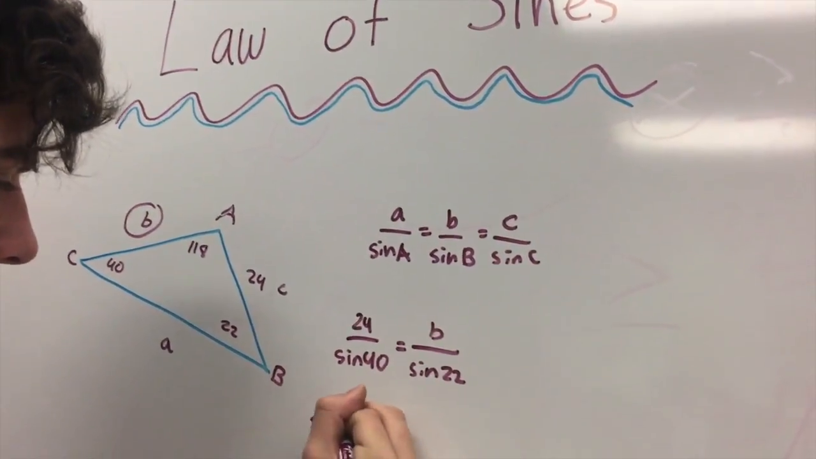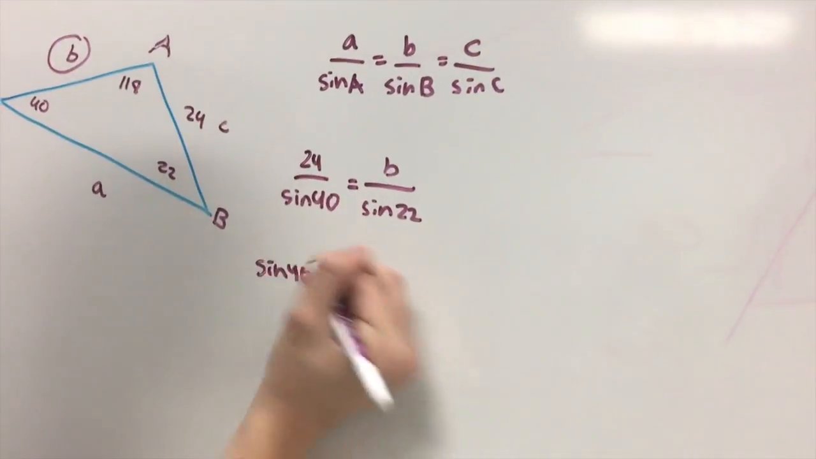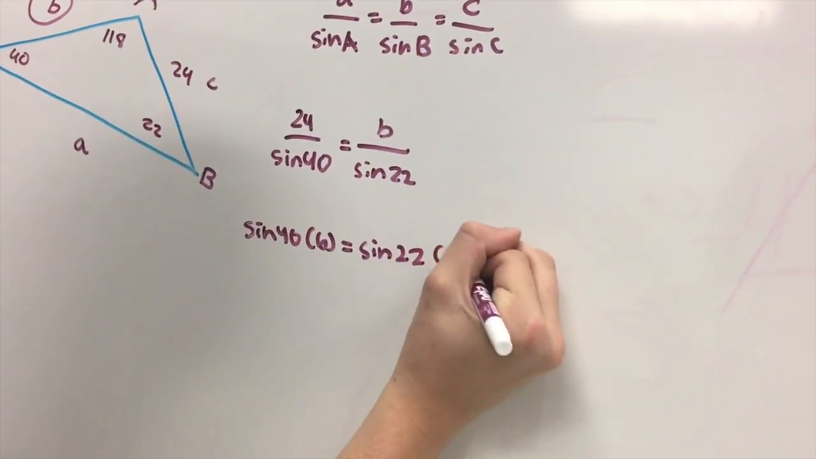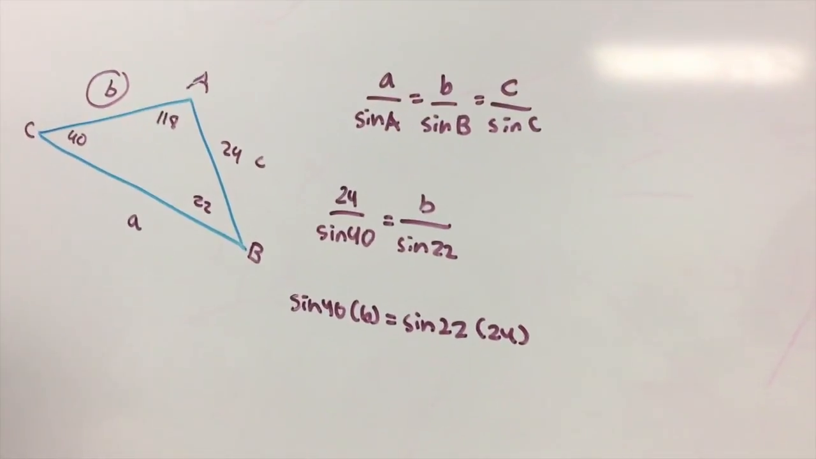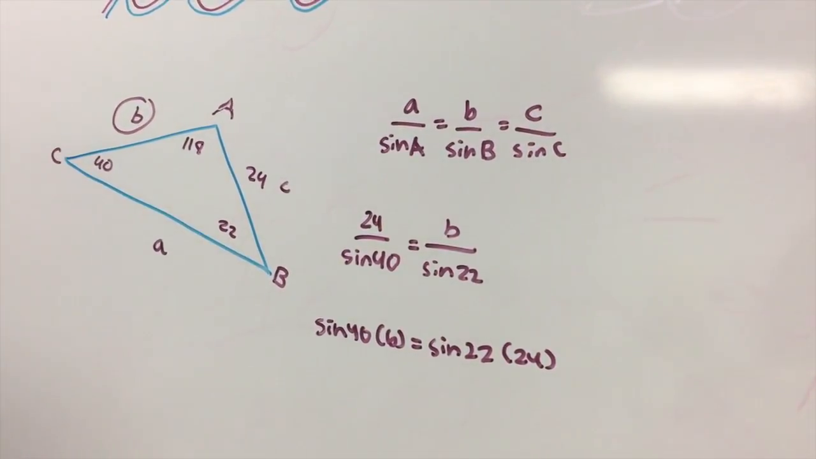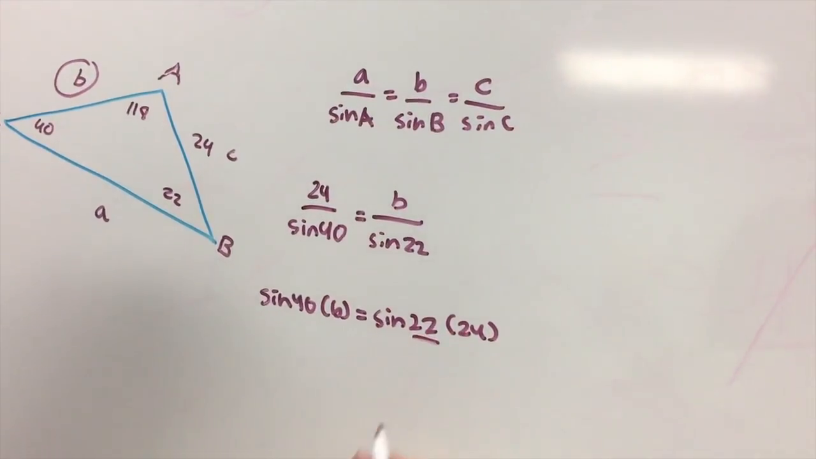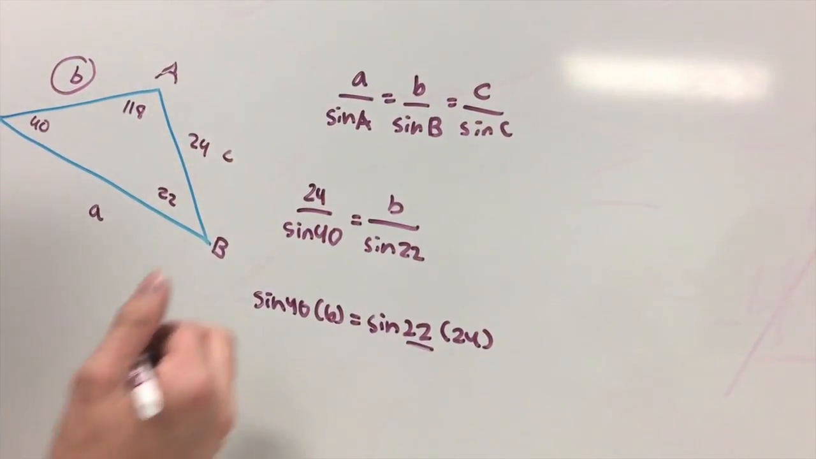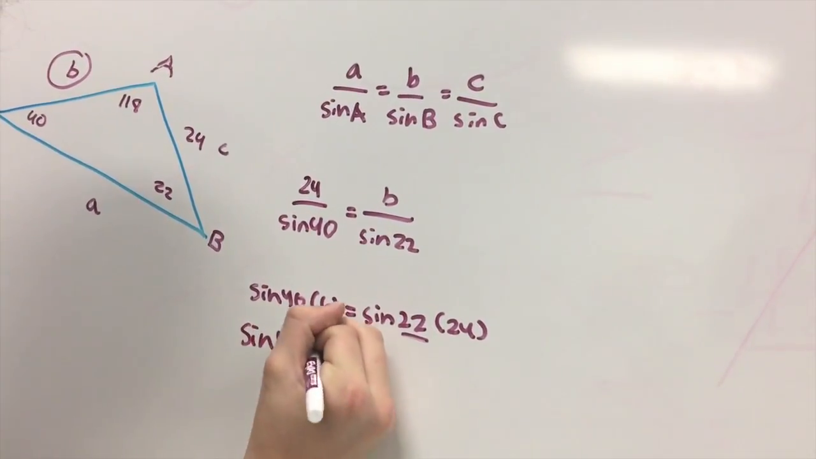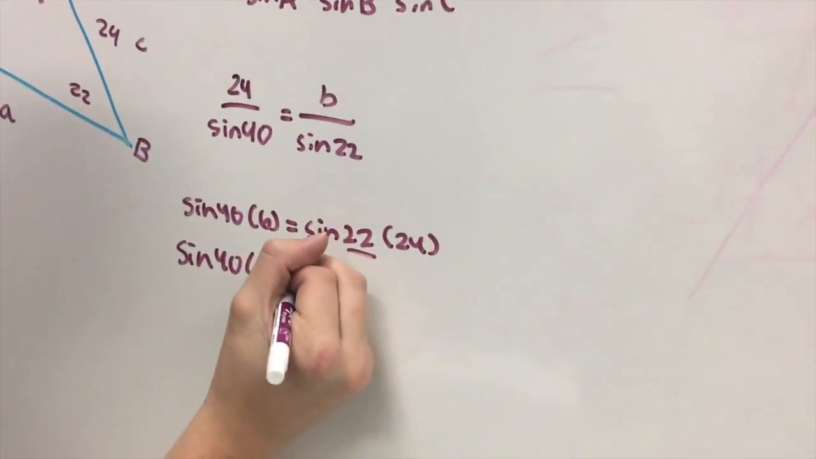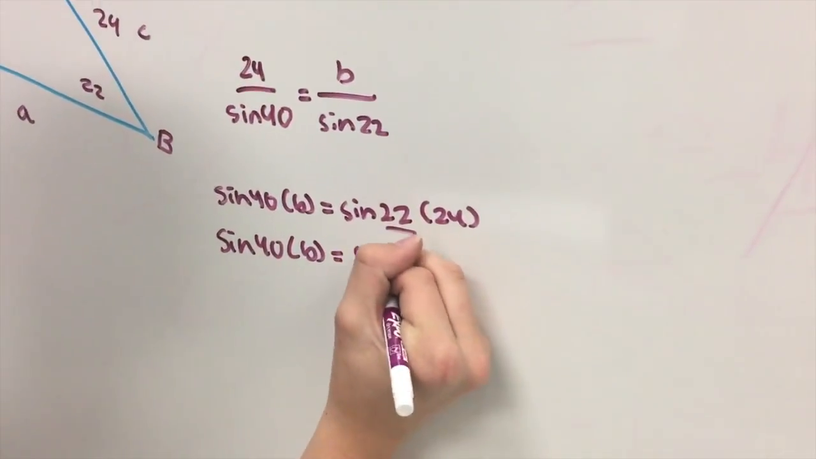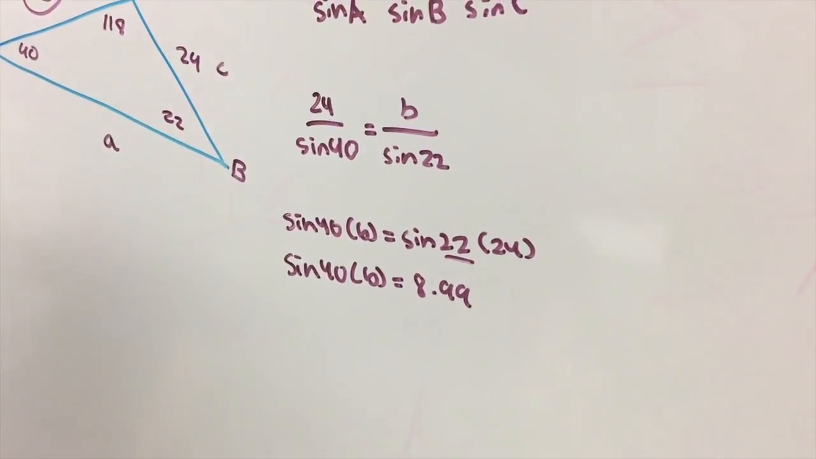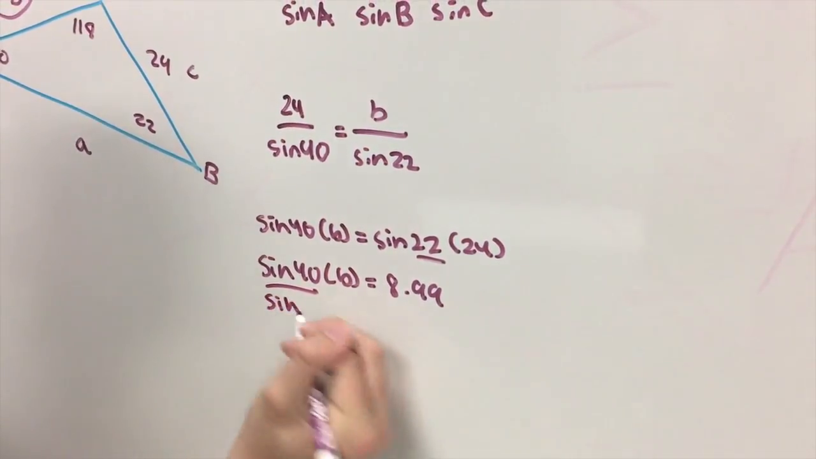So the sine of 40 times b is equal to the sine of 22 times 24. Now, to solve for sine, we go into our calculators and type in 22 and then press sine, and that'll get you the sine of 22. Then we can multiply that by 24. When we get that answer, we get the sine of 40 times b equals 8.99. After that, we can divide both sides by the sine of 40 to get b alone.